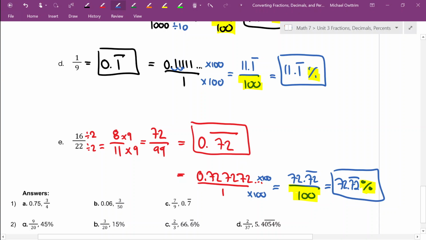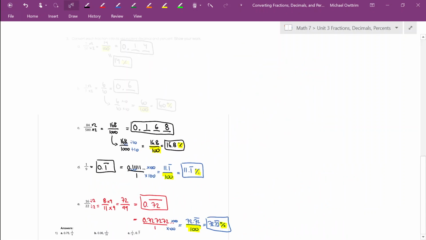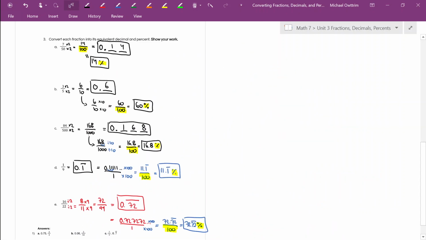So I hope that's helped you with this extra practice on the different conversions between fractions, decimals, and percentages.